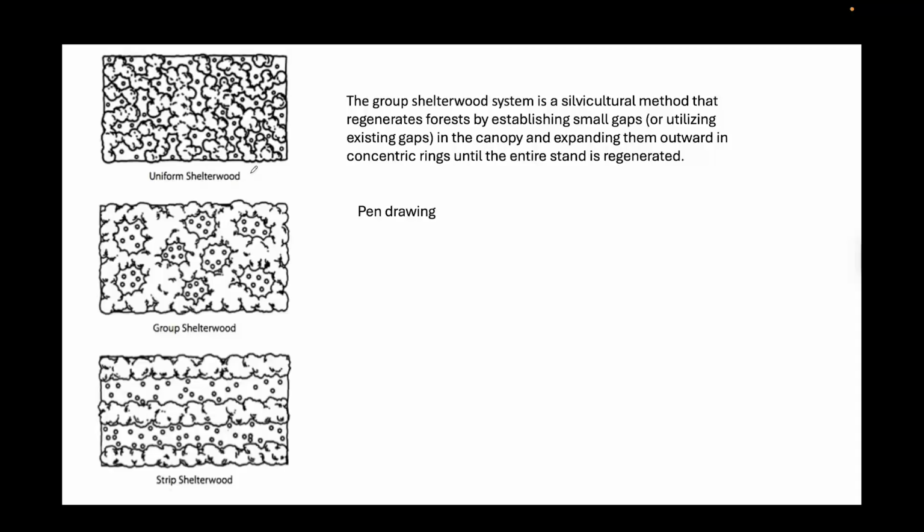So we have here 3 examples. Uniform shelter wood, where these dots or gaps, these are the clearance in the canopy that is created. It is uniformly continuous. Group shelter wood is created in many groups. A single patch or a group of trees are removed in one go, and the other trees are left as a shelter wood. And this is an example of strip shelter wood, in which the felling is done in strips and the other trees provide the shelter wood shade. So what happens in the group shelter wood system?